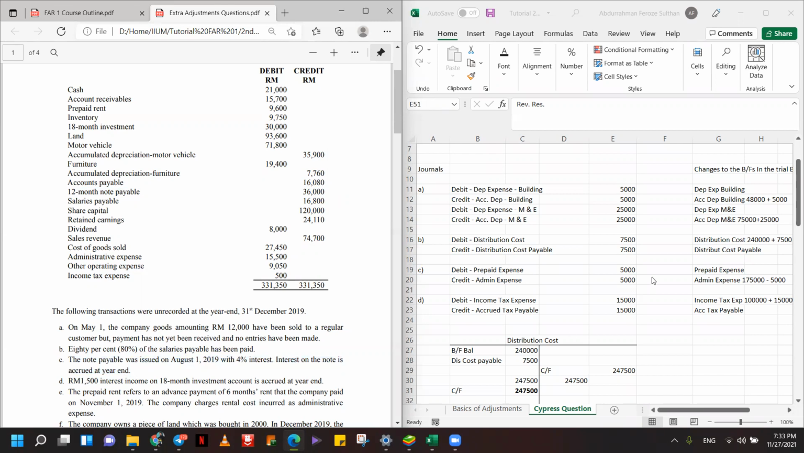Part C. You guys did it, right? Hello. Can anyone answer it? What do you debit and what do you credit for part C? How would you do this one? Debit, note payable.